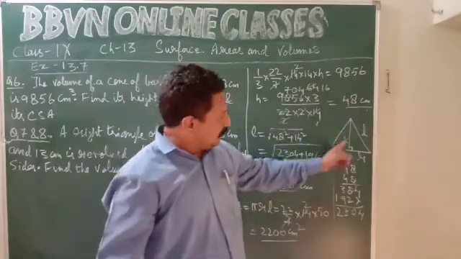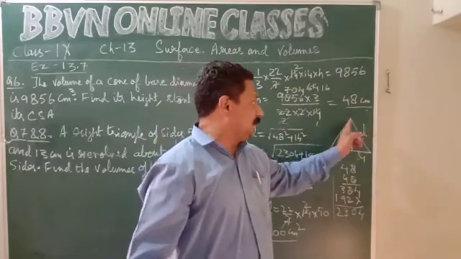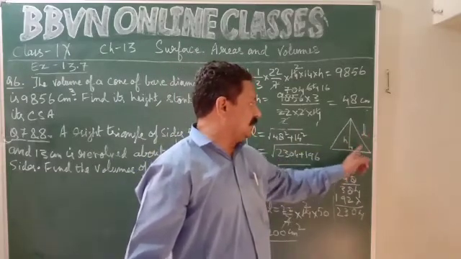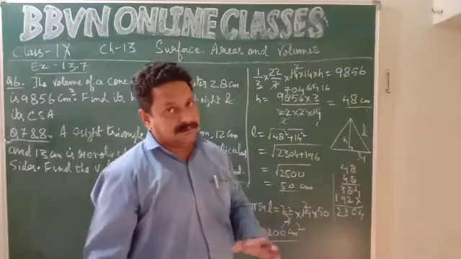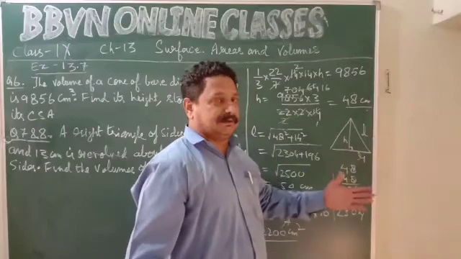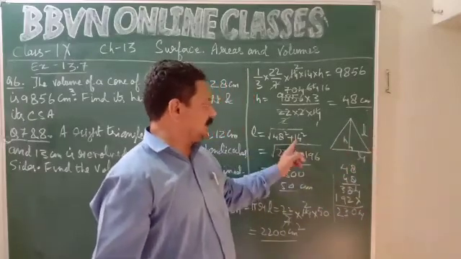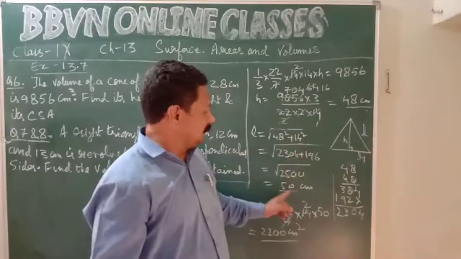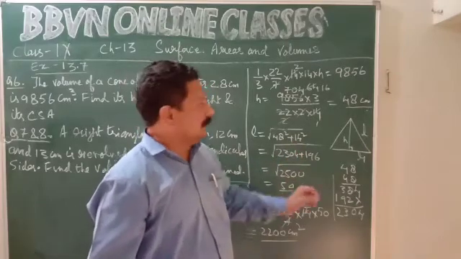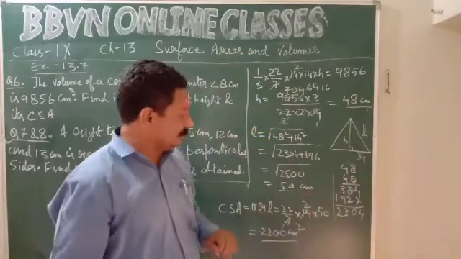Now in a cone, height and radius are mutually perpendicular, so it forms a right angle triangle. H, r and L become a Pythagorean triplet. Now L is the hypotenuse, so we can use Pythagoras theorem. L is equal to under root h square plus r square. Substituting the values, we get the value of L as 50. So height is 48 centimeters, slant height is 50 centimeters.